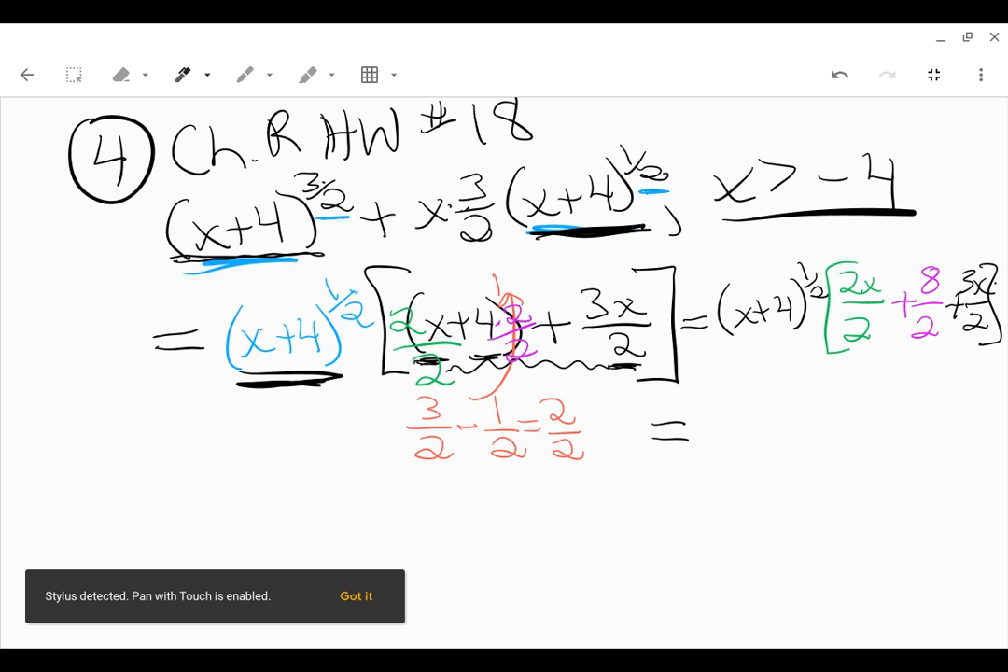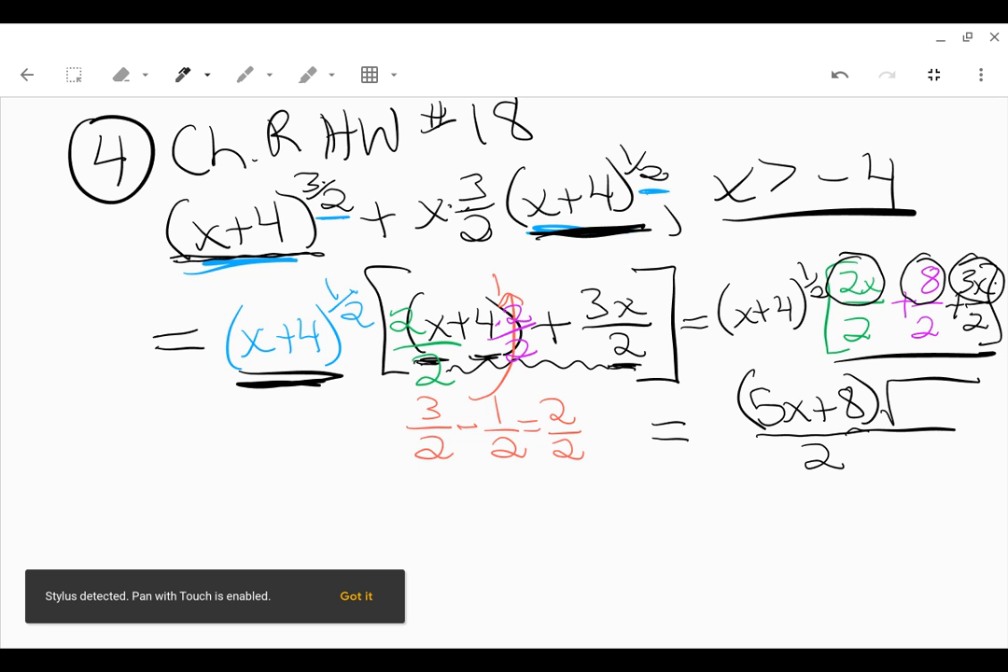Okay, and so now inside the brackets here, that's all over 2. So we can write it as a single fraction with 2 in the denominator. Now combining the terms in the numerator, you've got 2x plus 8 plus 3x. So you can combine the 2x and the 3x, and that's 5x plus 8. And then times that x plus 4 to the 1/2, which can be written as the square root of x plus 4. The 1/2 power is equivalent to the square root. You can write it either way, and it's the same thing. And so this would be your final answer.